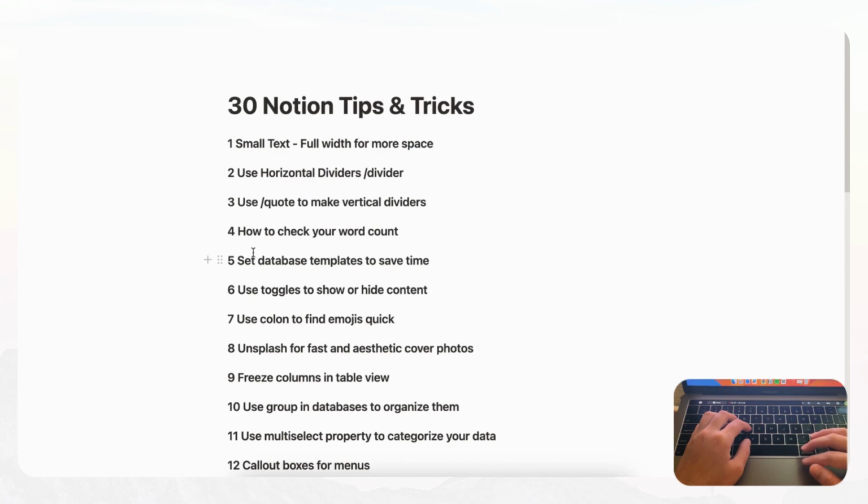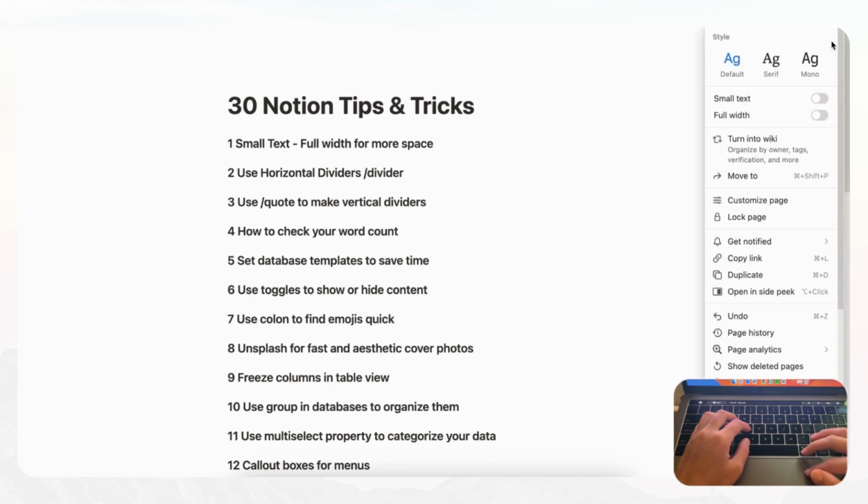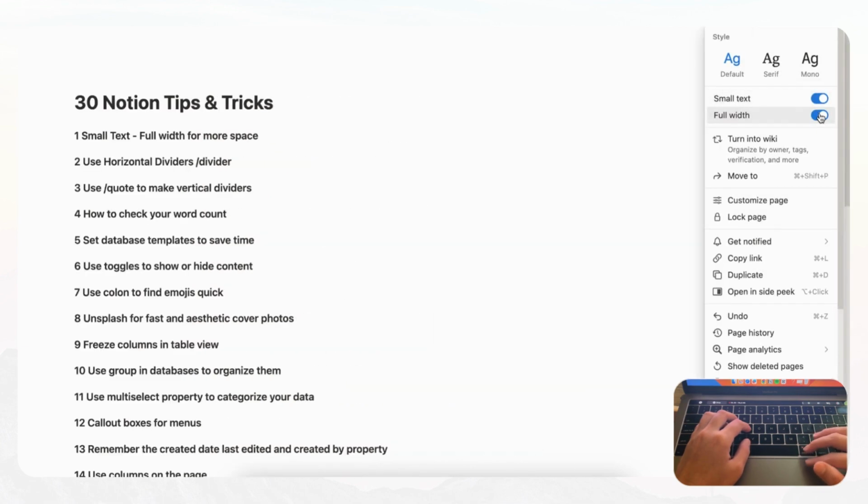The first tip we wanted to cover is small text full width for more space. And if you've watched any of our other videos, you might have noticed that 90% of the time we do this to start our templates, and this is because it just gives way more space. So how you do it is to go to the top right hand corner, three dots, and then you can toggle small text and full width on. And as you can see, we have way more space here.